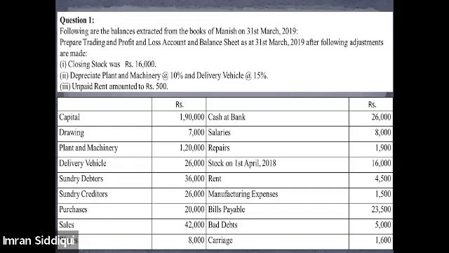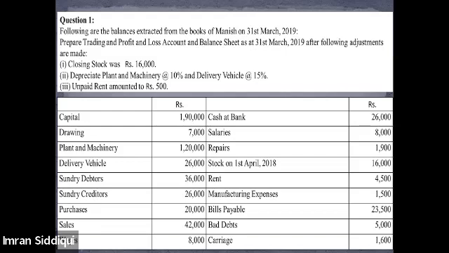Apart from the information, we have some adjustment information also given in the question. By getting all the adjustment information, we need to prepare the trading account, profit and loss account, and the balance sheet. That means we need to prepare the final account after considering all the adjustment information given in the question. So we have three adjustments given in the question: regarding the closing stock, then depreciation on plant and machinery at 10% and delivery vehicle at 15%, and unpaid rent amounting to 500.